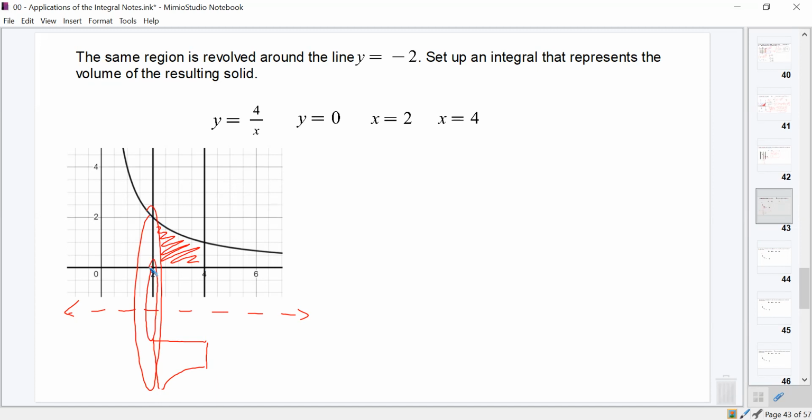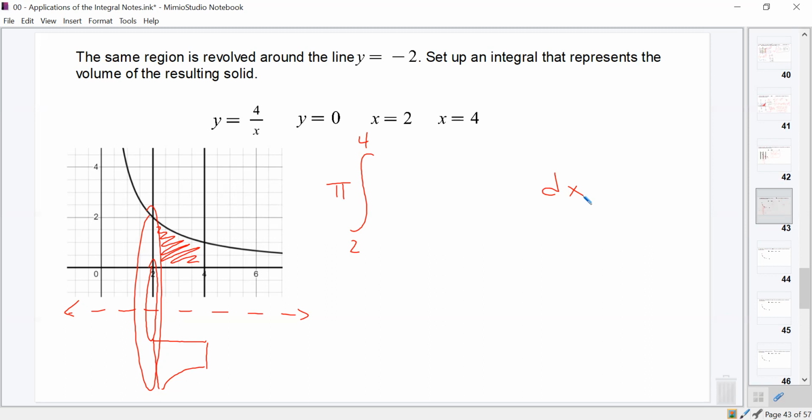I'm going to have a washer cross section. So we're still going to need to do this in terms of x, and it's still going to be pi, and it's still going to be an integral from 2 to 4. But now we're going to have an outer radius squared and an inner radius squared. And then we'll have our dx down at the end.